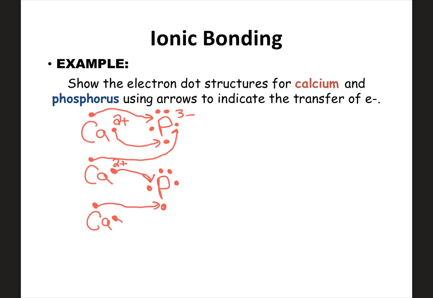So one can go here, one can go there. At this point, calcium lost two, so it's 2+. Phosphorus has gained three, so 3-. At this point, every element in your picture is happy. There's a charge listed for all the elements. They have reached their noble gas configuration. You are done. All right, so now you're ready to write the formula unit.